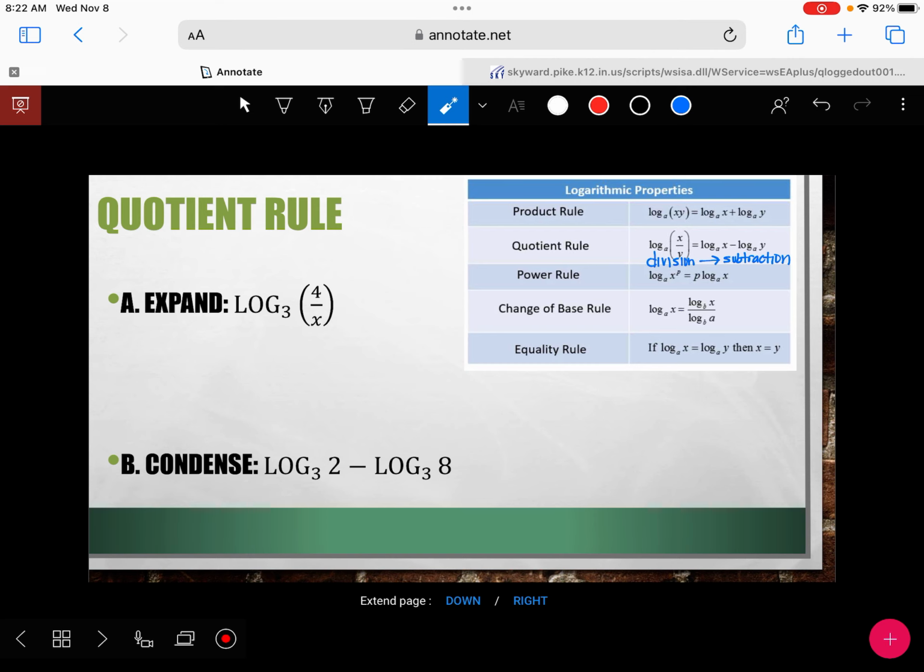So it will say expand or condense. But if it's not just one log, then that means normally that we have to condense it.